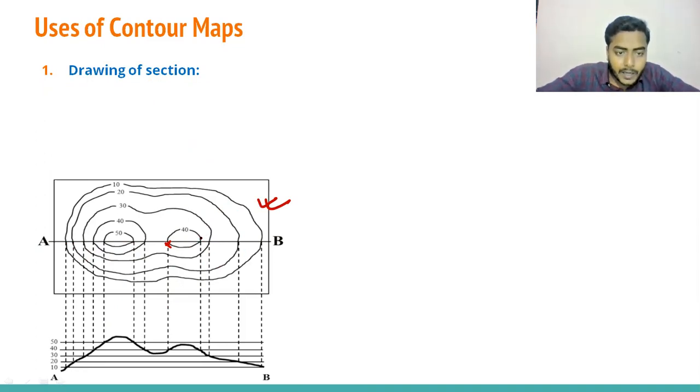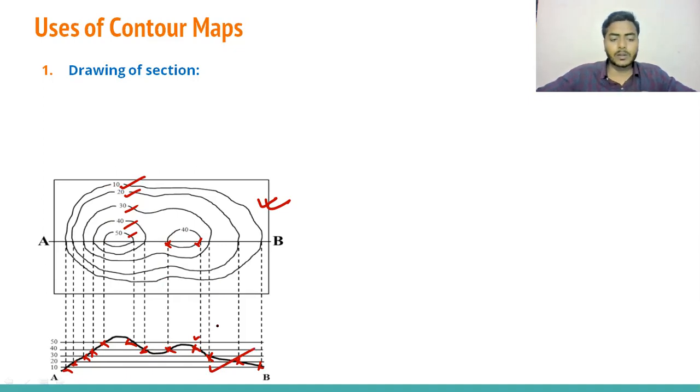This point is showing 40 meter elevation. This point is showing 30 meter, meaning slightly downward towards here. By knowing this contour plan and these values, it is plotted here: 10 meter, 20 meter, 30 meter, 40 meter, 50 meter. So you can get the cross section.